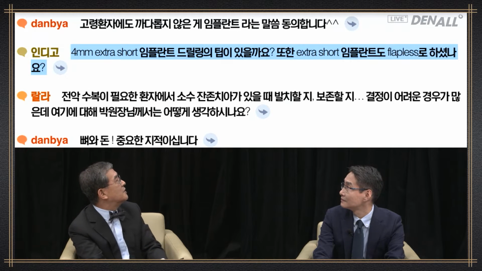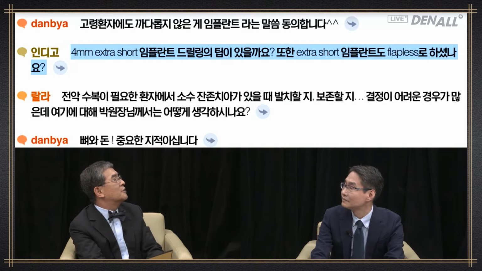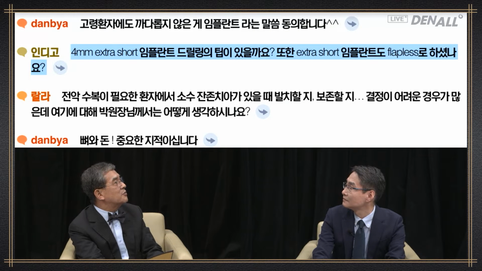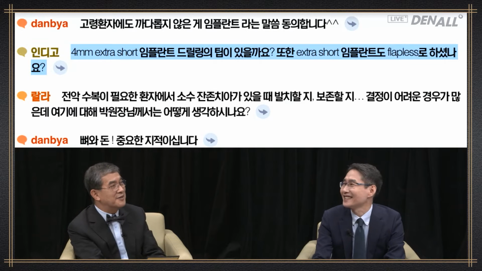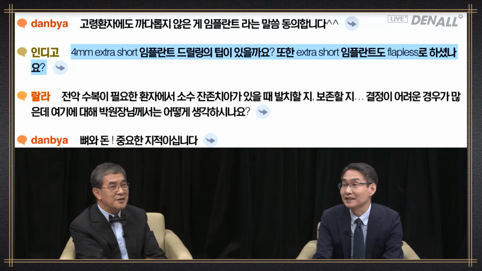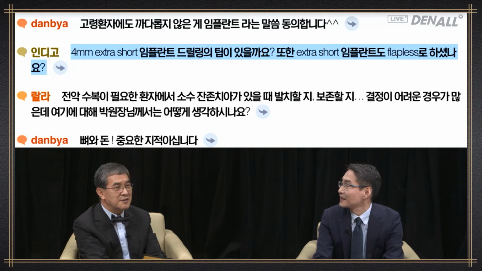ID Indigo, is there a drilling tip for a 4mm extra short implant? Also, did you do flapless surgery for extra short implants as well? 4mm, did you use it? Yes, in the previous case. Not just 4mm, but I also use 5mm short implants. The long-term success rate is known as not very different.